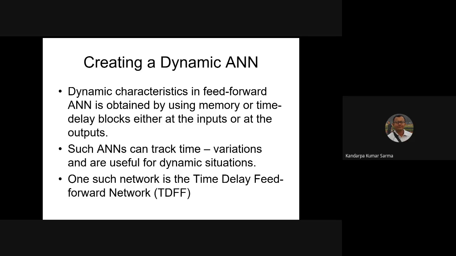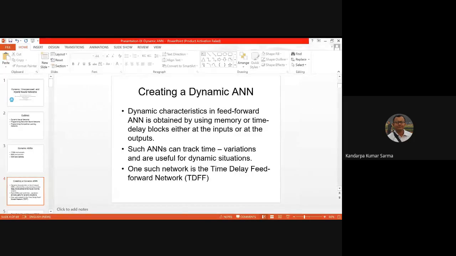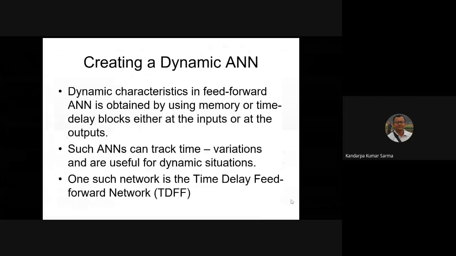It comes to the forefront when we find that the neural network is capable of tracking time variations. Then we call it a dynamic neural network. There should be some topological feature, some characteristic in the network that will permit the network to deal with the time varying properties of the samples fed to it.